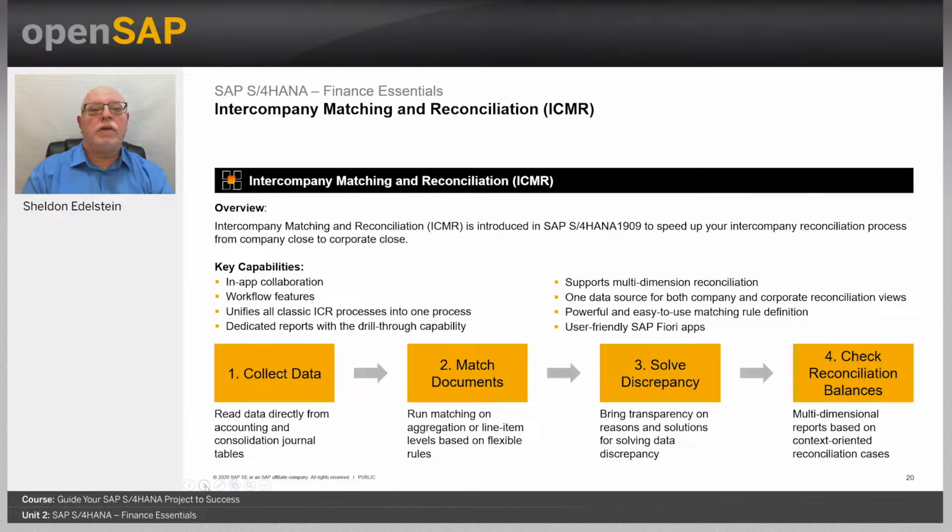Intercompany matching and reconciliation. A new intercompany matching and reconciliation process is introduced in S4HANA 1909. The process can match transactions without any ETL processes and can also reconcile financial data in real time. The new processes can be significantly automated, thereby facilitating continuous accounting practices.